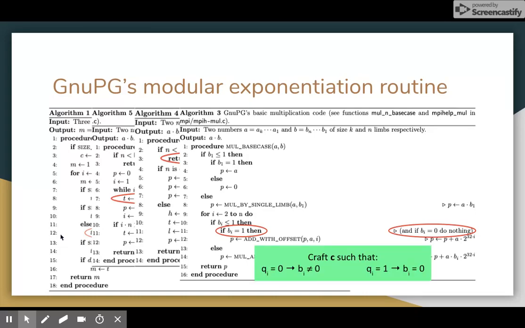If we can craft a ciphertext such that if the secret key's bit is 0, then most of the bits of b are non-zero, and if the secret key's bit is 1, then most of the bits of b are 0, then we would get one instance that would take lots of computation and time, and another that takes much less. We can hear this difference, and this is called leakage self-amplification.